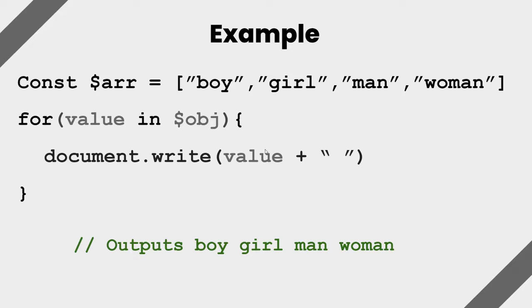And of course, within your curly braces, you would have the document.write, and this would output each element of the array. So this would output boy, girl, man, woman, as many elements as you have within your array.